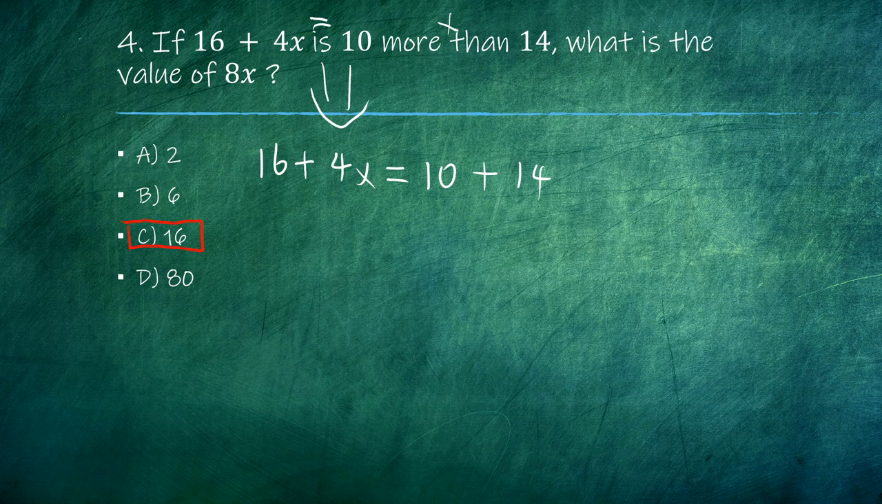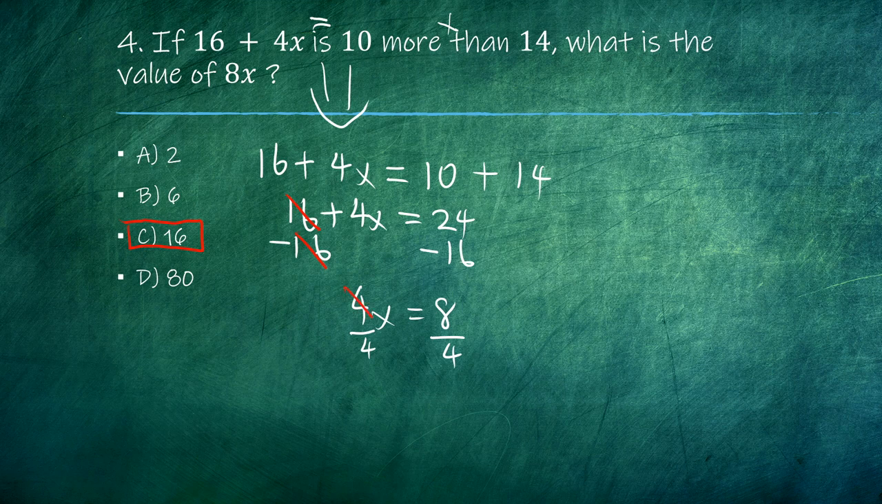One way we can do it is by first solving for x and then multiplying x by a. So let's try that. So we have 16 plus 4x is equal to 24, minus 16 on both sides. And it just cancels. Then we have 4x is equal to 8. So divide by 4 on both sides. Then we have x is equal to 2. So ax is 8 times 2, which is equal to 16. And that's our answer.